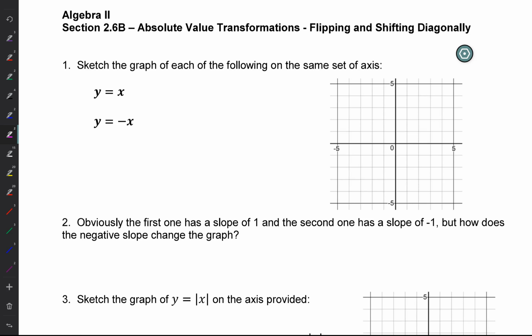In section 2.6b, we're going to be focusing on absolute value transformations and a follow-up from our off-campus learning day. And today we're going to focus on flipping and shifting our absolute value graph, done diagonally and horizontally and vertically and upside down.